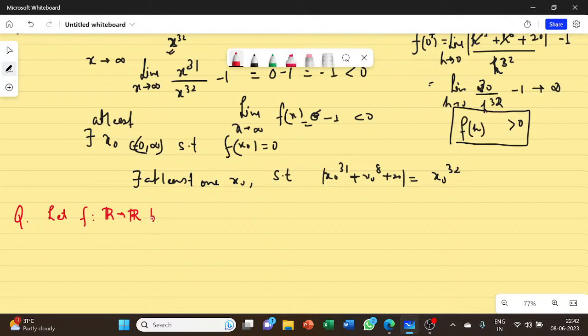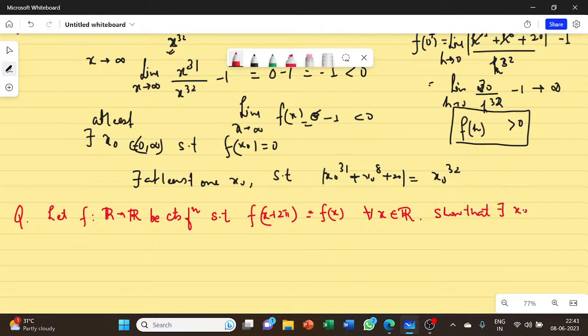So let f: R to R be a continuous function such that f of x plus 2 pi is equal to f of x for all x belongs to R. Show that there exists some x naught belongs to R such that f of x naught plus pi is equal to f of x naught.